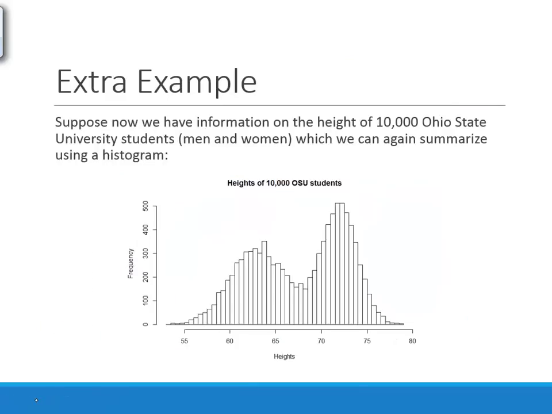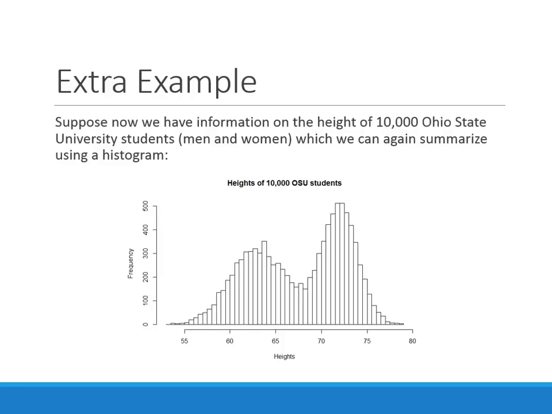Moving on now, suppose that I add into these 5,000 female students the heights of 5,000 male students, so that overall I have the heights of 10,000 students, which I can summarize in this histogram. So why does the histogram look like that? If I have the height of men and women, why do I have this kind of shape going on? Test your intuition.